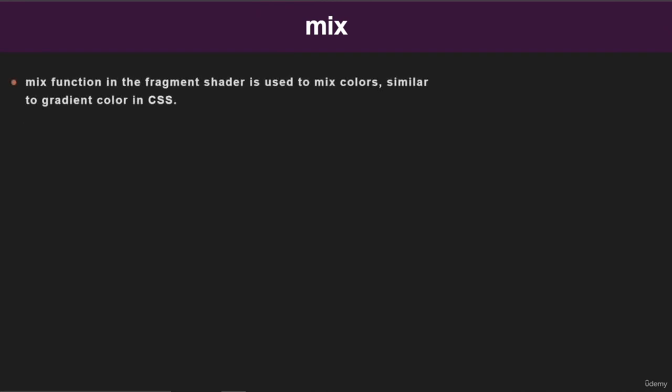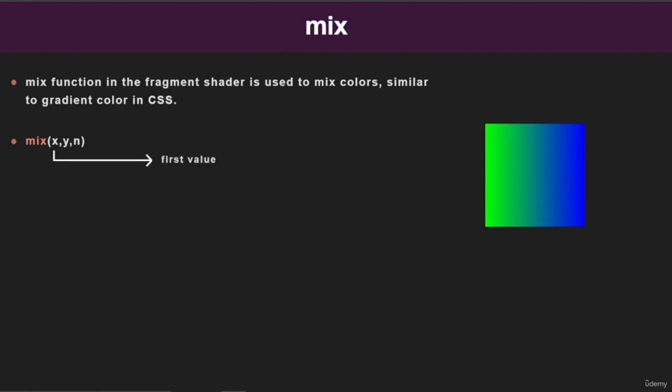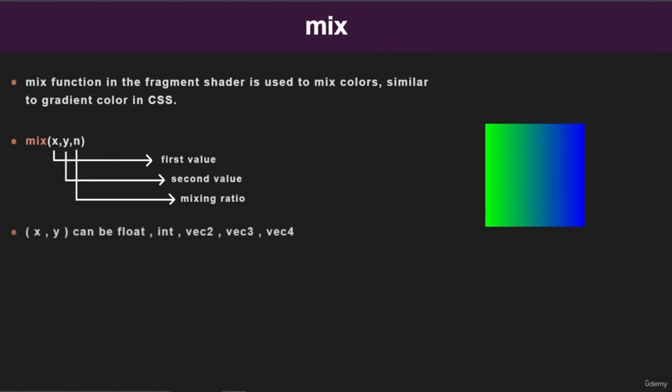The next function is the mix function. Usually the mix function is used in the fragment so that we can have a color gradation in the mesh, just like the color gradation in the CSS. So for example, to color the mesh with these colors, which are blue and green, we have to use the mix function. The mix function accepts three things. The first thing, which is the x value, the second thing, which is the y value, and the last thing, which is the mixing ratio. The x and y can be an integer, float, vector 2, vector 3, or vector 4. And the n value must be within 0 and 1.